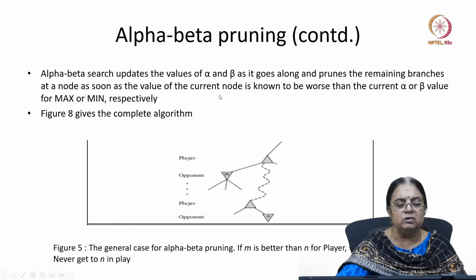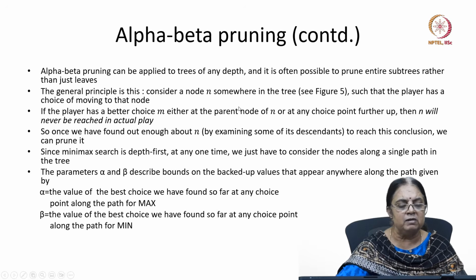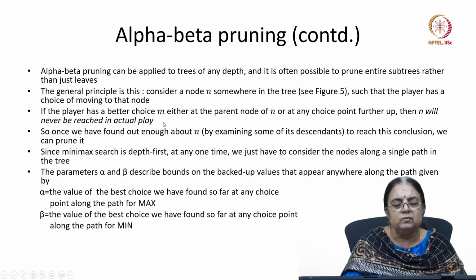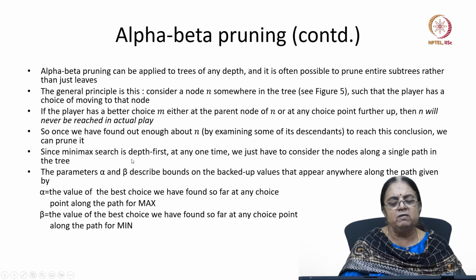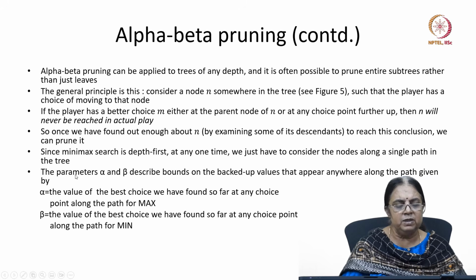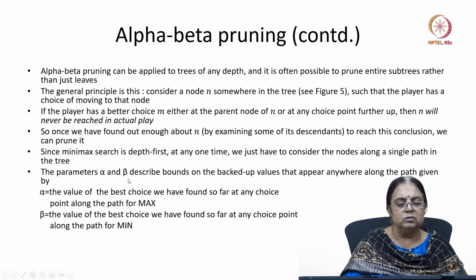So usually what is done is you have two parameters, alpha and beta. So what are these alpha and beta? Alpha is the value of the best choice we have found so far at any choice point along the path for max. And beta is the value of the best choice we have found so far on the path for min. And it keeps updating the values of alpha and beta as you go along.